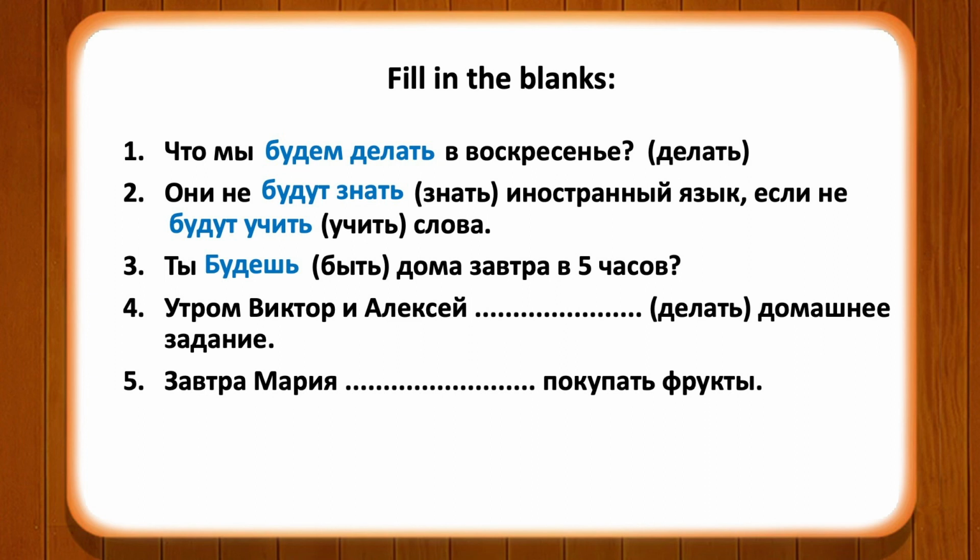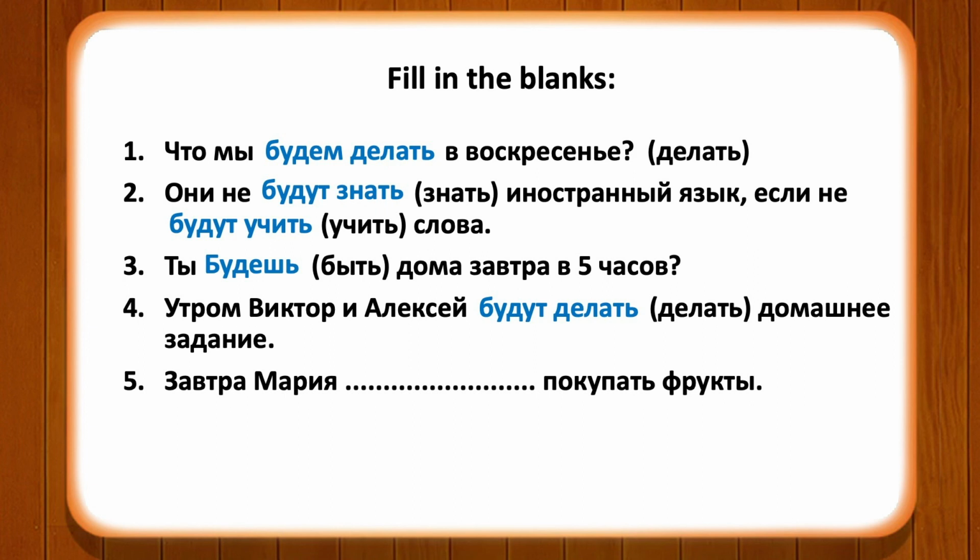In this sentence, the subject is Виктор и Алексей. Виктор и Алексей, these are the names of two boys. Because it is two boys, we will use the form они. So, to conjugate the verb быть. Утром Виктор и Алексей будут делать домашнее задание.